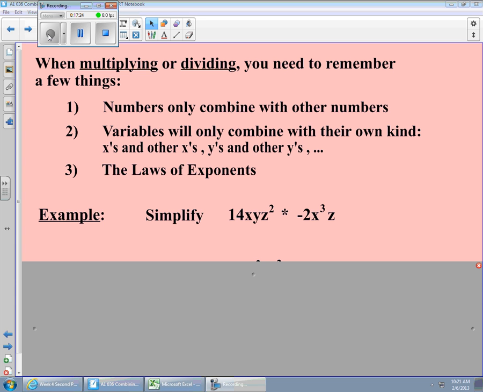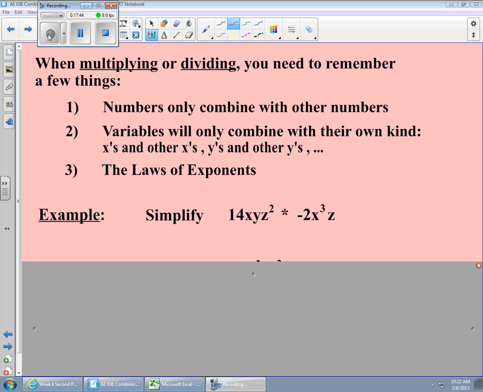Okay, this is what we call a binomial. Binomial means it has two. The prefix bi means two. Okay, two terms, and they are being multiplied by each other. That's fine. Multiplication and division is easier than addition and subtraction. So let's see what we can do.